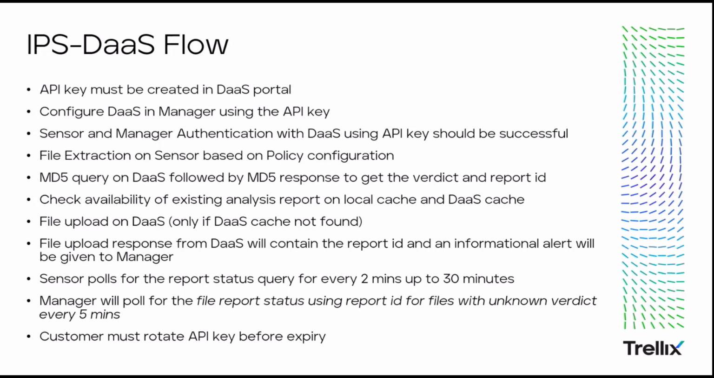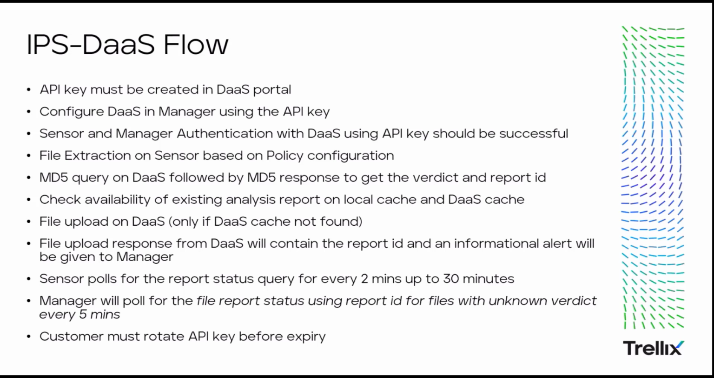After the connection of the manager, sensor, and the DaaS, file extraction happens on the sensor. First, it looks for the file in the local cache. If available, it will give out the verdict. If not, it will do an MD5 query on DaaS, since DaaS supports both hash-based and file-based lookup. If the file is present, it will check for the existing report on the DaaS for this file using the MD5. If a file analysis report is available, we will get the verdict and the report ID.